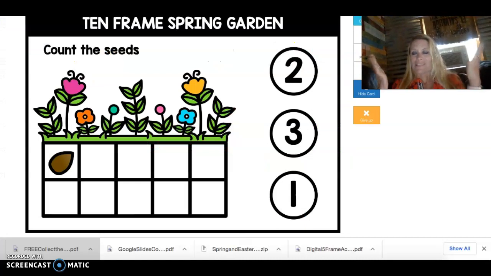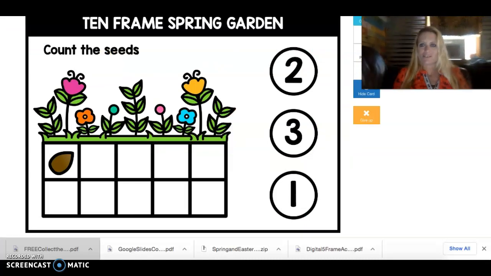We are all talking about seeds and gardens this week here at school. So we're going to count the numbers in our 10 frame. All right. How many do you see?